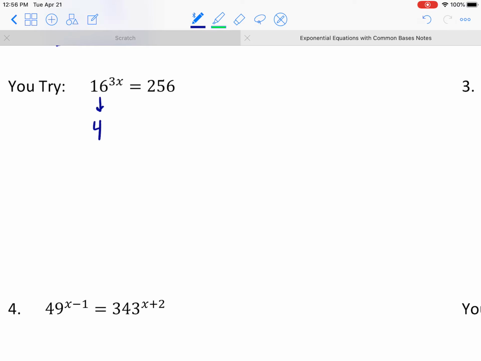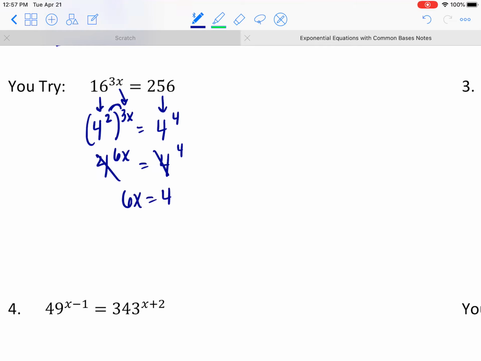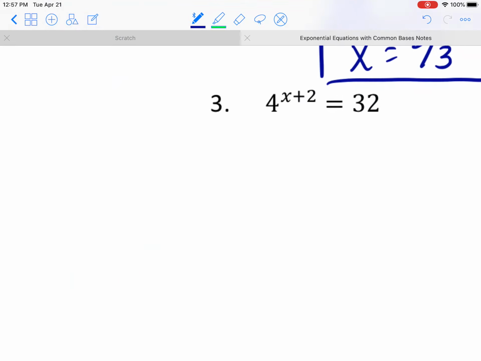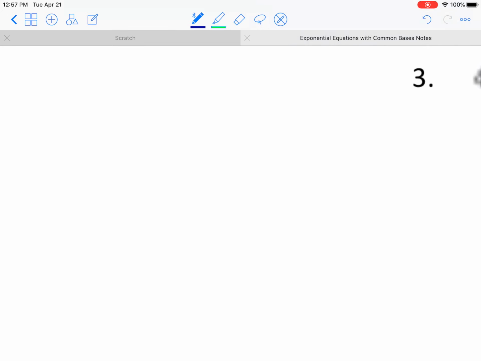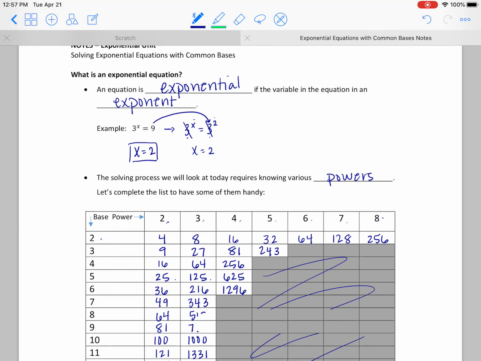So let me go back here. I'm going to use powers of 4. So the 16 is 4 to the second power, and I'm going to bring down the 3x. And then the 256 becomes 4 to the 4th power. These exponents get multiplied, so this is really 4 to the 6x power here, equal to 4 to the 4th. And now those bases are equal, so our bases can cancel. So the 6x has to equal the 4. If we divide both sides by 6, we get 4/6 as an answer, but that reduces. So again, an answer of 2/3.